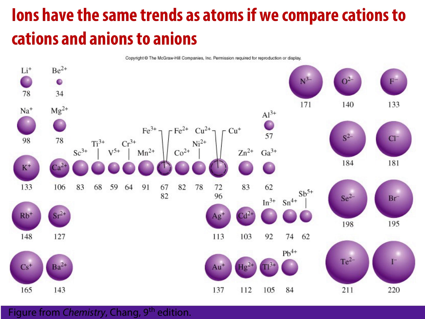Okay, now looking at anions versus cations, the trends work the same as with atoms if we compare cations to cations and anions to anions. So from N3- to O2- to F-, the size decreases. Na+ to Mg2+, the size decreases. But in general, you can see here that anions are usually bigger than cations.